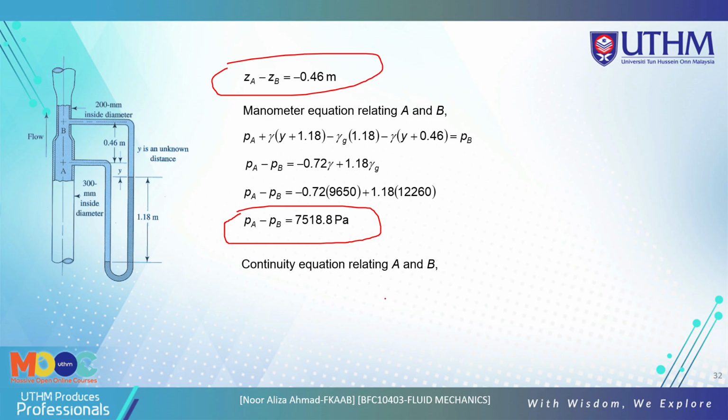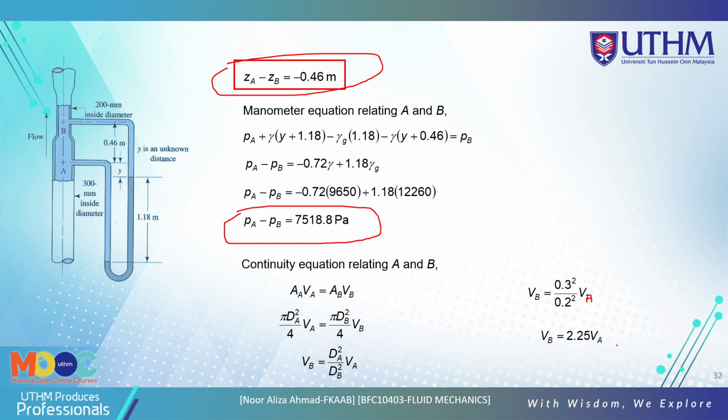So using the continuity equation relating A and B, we have A_A times VA equals A_B times VB. So you get the velocity from the area of pipe A and pipe B. The diameter of pipe B is 200 and pipe A is 300. So we get the velocity VB: VB is 0.3 squared divided by 0.2 squared times VA. So we get 2.25 VA.